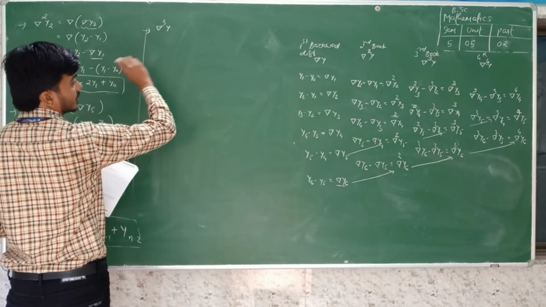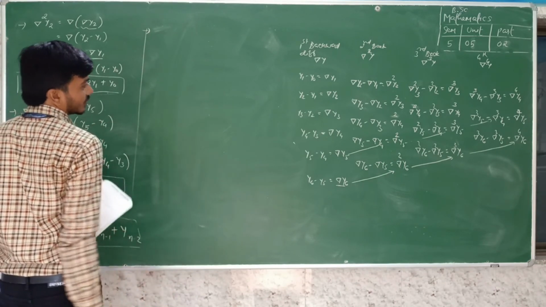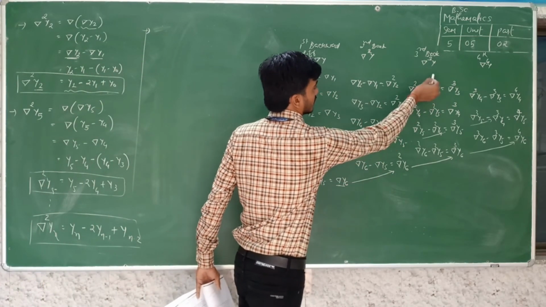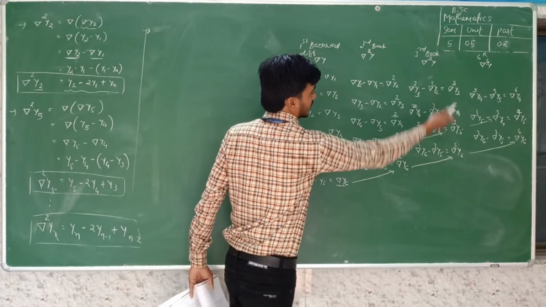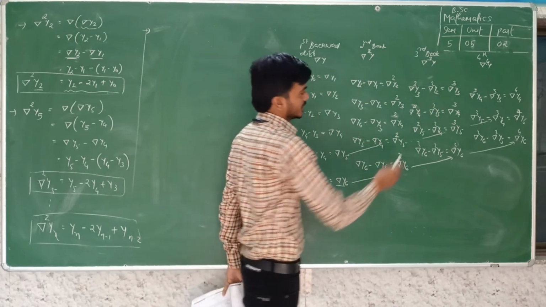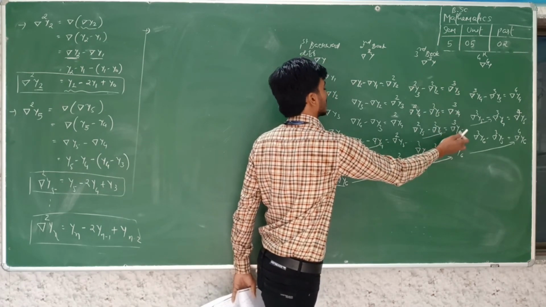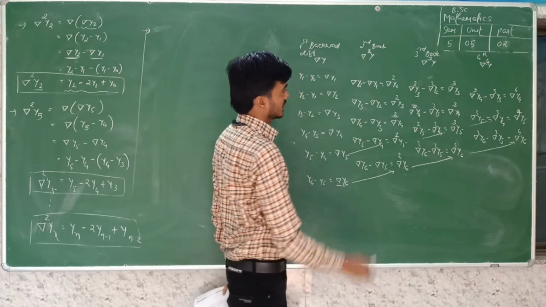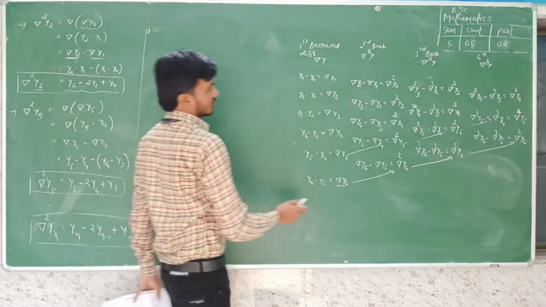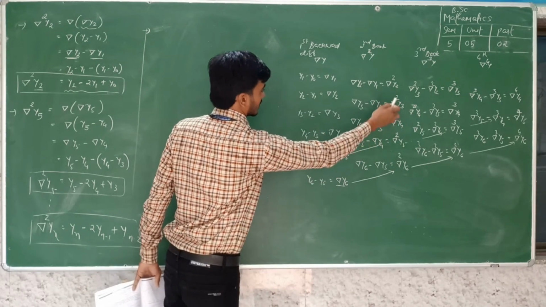Sorry, nabla cube y2, that means the third backward difference of y2, is not expandable. We cannot obtain the third backward difference of y2. Here we can obtain third backward differences of y3, y4, y5, and y6. Whenever we have entries of x0, x1, x2 and so on, then we can obtain the third backward differences like this, and second backward differences like this.